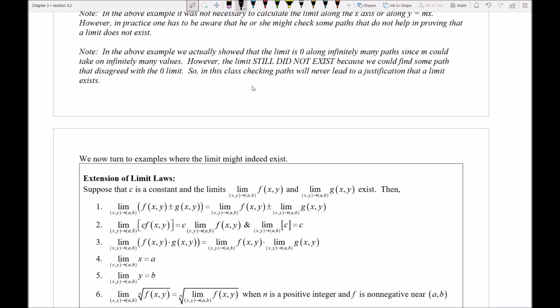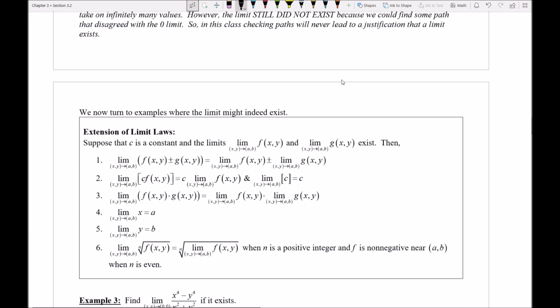So one thing that's tough to swallow at first is that in this class, we will never be able to justify that a limit exists by checking paths. That's just never going to be possible. There are too many paths to check, right? It's just never going to really work for us. So how do we actually show that limits are going to exist?